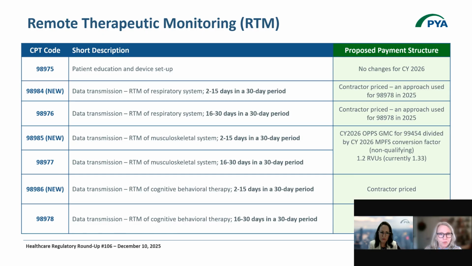In the world of remote therapeutic monitoring, same changes made here. So they've created that new data transmission code for RTM to allow for 2 to 15 days of data collected, and they will remain contractor priced as they are currently under the rules. They have also provided that for respiratory, musculoskeletal, and cognitive behavior therapy. So those are the 3 types of RTM we can do today, and they've followed those same rules to go all the way back to 2 days of data, providing reimbursement.